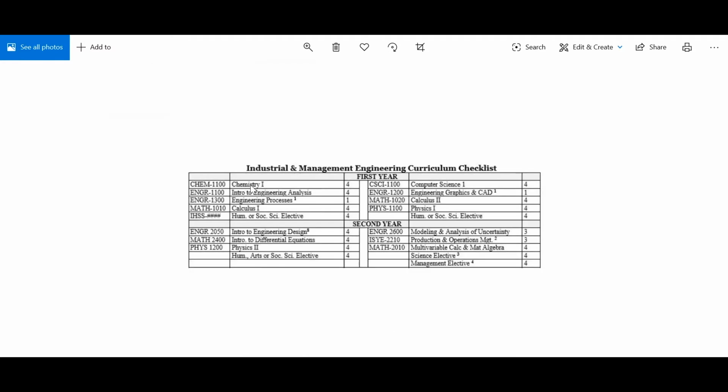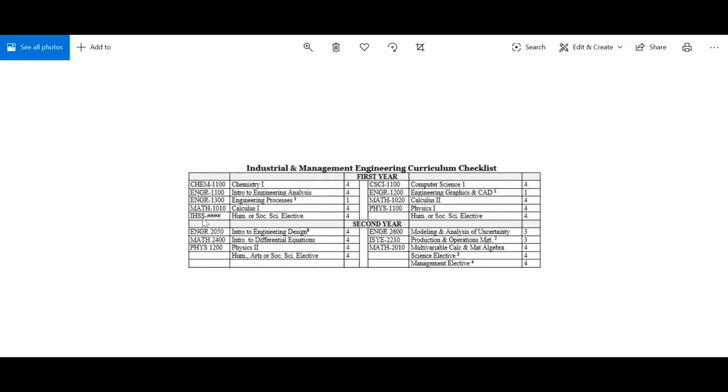So going back to this plan here, next you have Calculus 1. As an IME, calculus and math is an important subject. So here at Rensselaer, you will take Calculus 1, Calculus 2, Introduction to Differential Equations, and Multivariable Calculus. So Calc 1 is that first course within the calculus and math trajectory here.